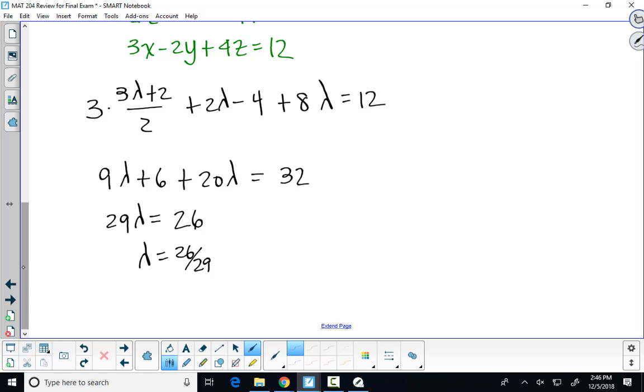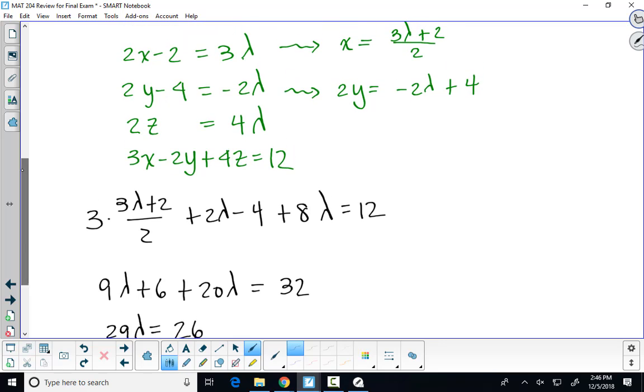Is that 2 lambda near the top actually negative? Right here? Let's check. We have 2y is equal to that. Then minus 2y would be minus there and minus there. So I accidentally had that as a positive 2 up at the top.